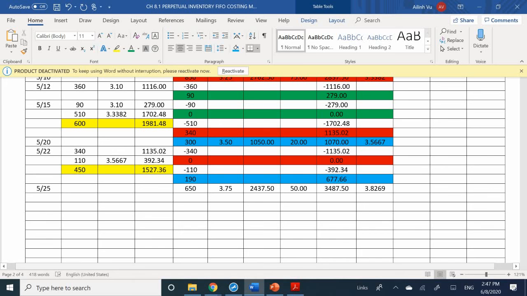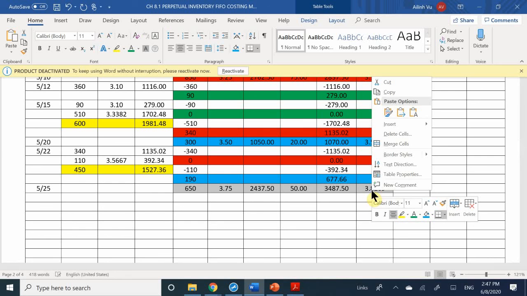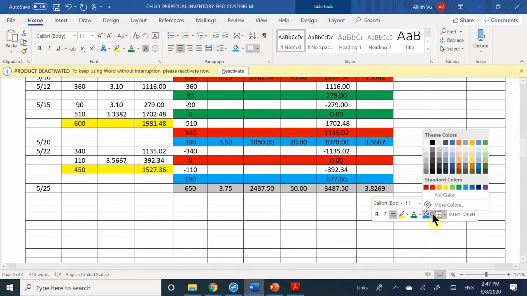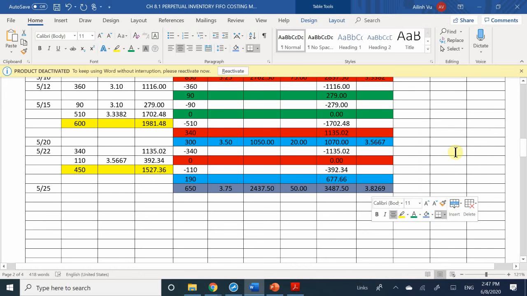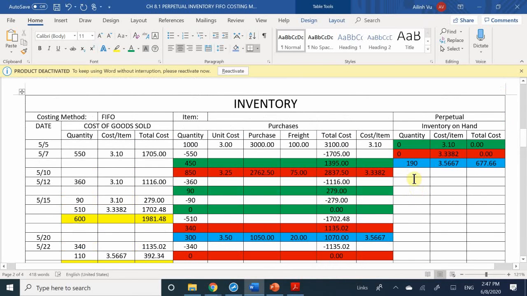3.8269, perfect. Okay, and now we need to choose a nice color for this one. I've already run out of options, so I'm gonna go for purple. Let's do a light purple, because if it's too dark we're not gonna be able to see the numbers. Can you tell the difference between the purple and the blue? Yeah, it's very faint, but it's there.